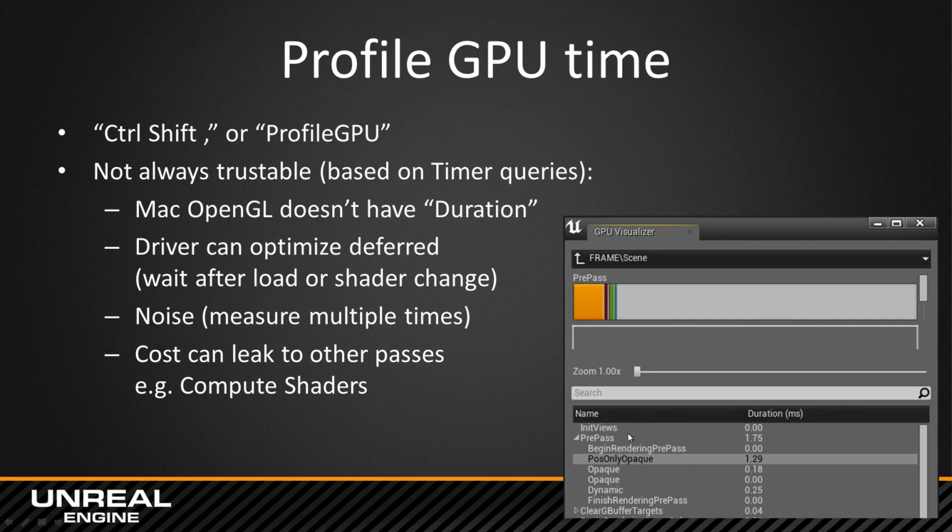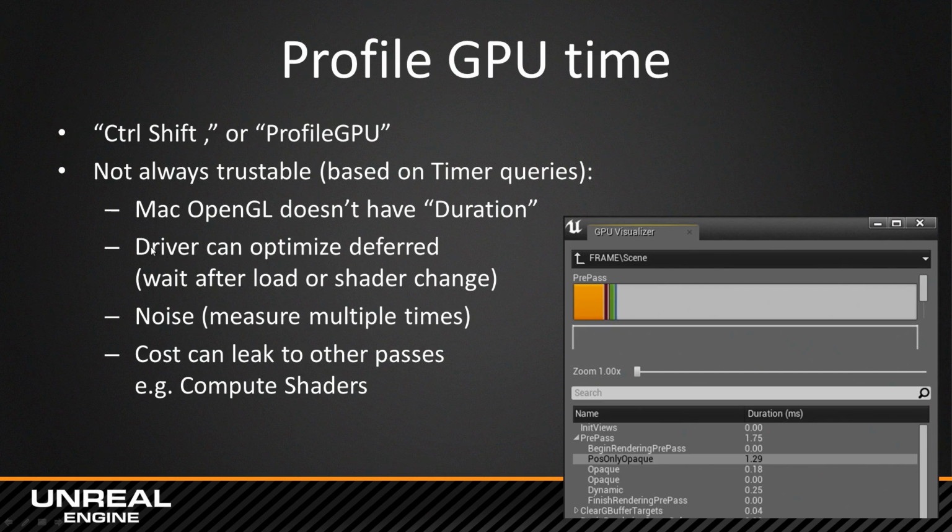You see the user interface that we have here. That one pops up if you type in Ctrl-Shift-, or profile GPU in the console. And you can also disable that. There's a console variable for that. But if you disable it, then you only have what goes into the log. Some of us prefer this, some of us prefer the other one. In the log, you see a little bit more information because it has the draw call count as well.